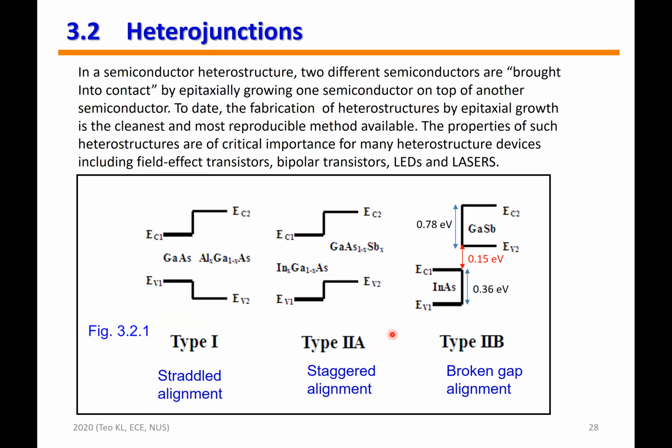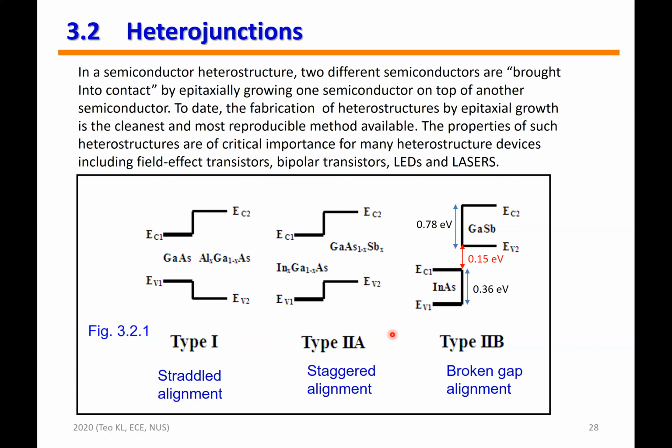Next, section 3.2, heterojunction. In semiconductor heterostructure, if you have two different semiconductors brought into contact, for example, you grow epitaxially one semiconductor on top of the other, you'll form the heterostructure, or the junction, we call that the heterojunction. If you have similar material, gallium nitride on gallium nitride, maybe you grow a p-type gallium nitride on an n-type gallium nitride, then we call that the homojunction.